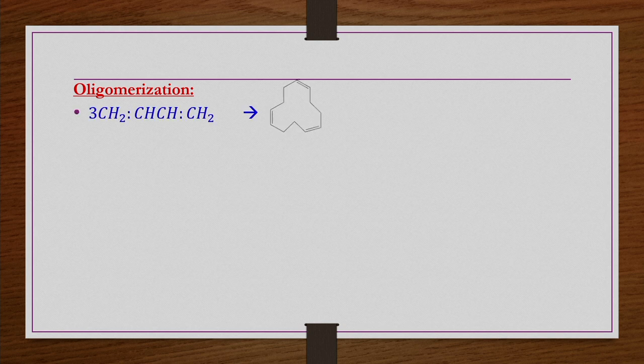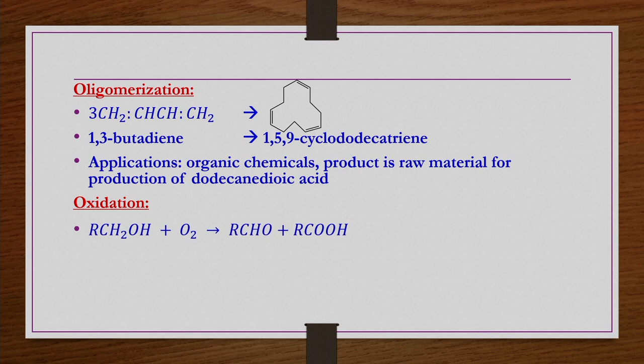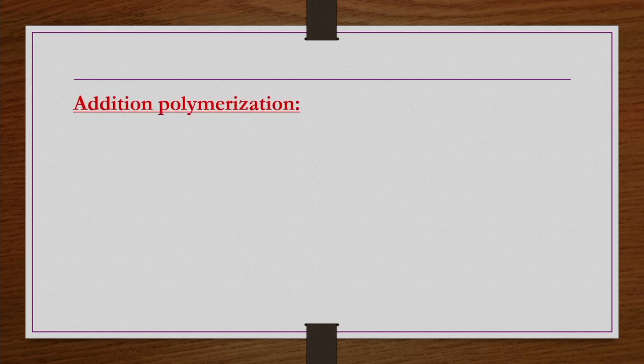Then oligomerization, let us say you have 1,3-butadiene. If you do oligomerization, you can get a component like this, 1,3,5-cyclododecatriene. Applications are there in many organic chemical industries. In oxidation, let us say one alcohol, if you do the oxidation, then you can get an aldehyde and then carboxylic acid like here I have shown. Some more are shown here.